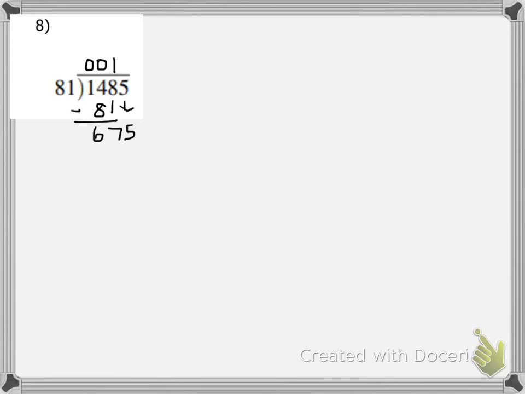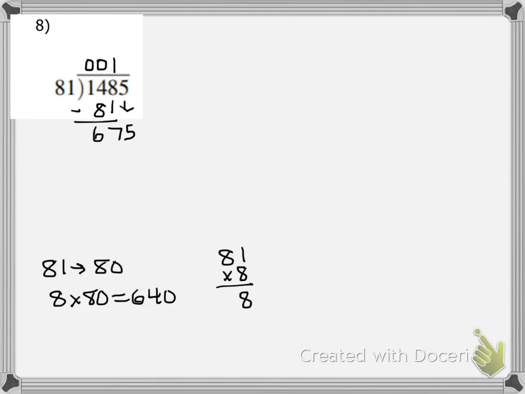So we're going to bring the 5 down, 675. And again, I'm thinking in my head, 81 is close to 80, and I can skip count by 80s pretty well. I know that 8 groups of 80 is 640, and that's really close to 675. So we're going to try doing 8 groups of 81. And that is 648. So we're going to put the 8 on top of the 5 and subtract 648 from 675. And that would be a difference of 27.